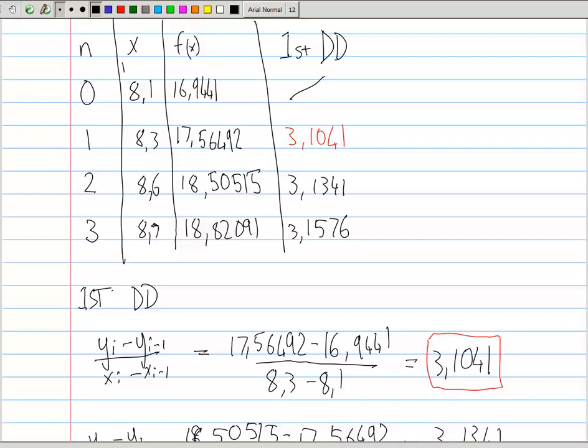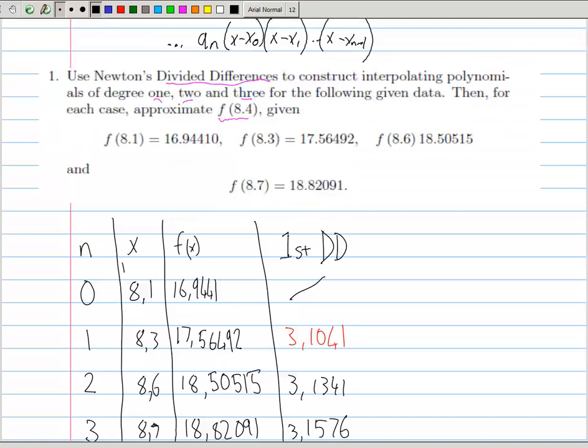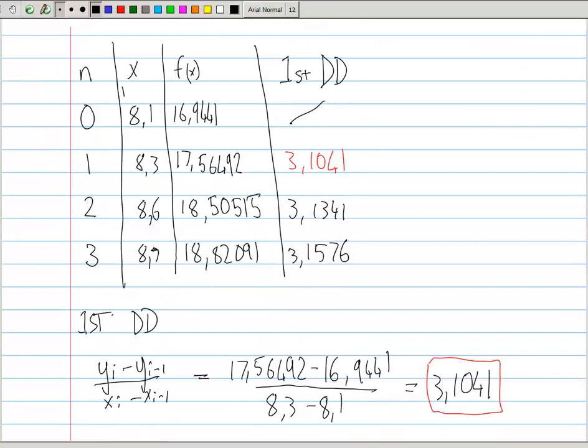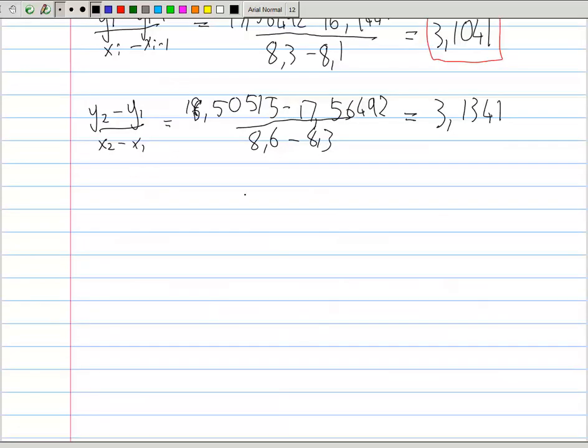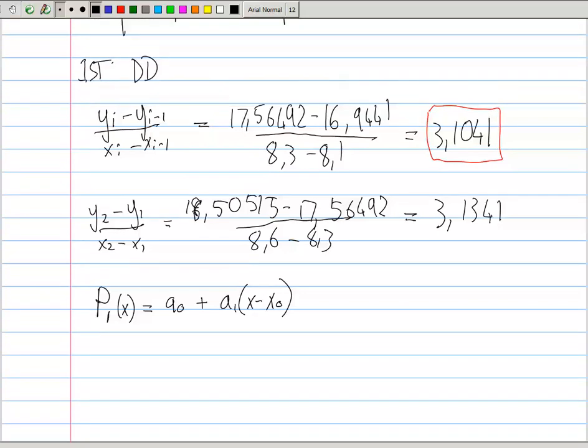Now, let's do the next part of the question. Now that we've got the first divided difference, let's just work out the first polynomial of degree 1. Our formula for our polynomial of degree 1, as we had earlier, so p1 of x is equal to a0 plus a1 times x minus x0. Now our a0, I will just go up so we can see this nicely.